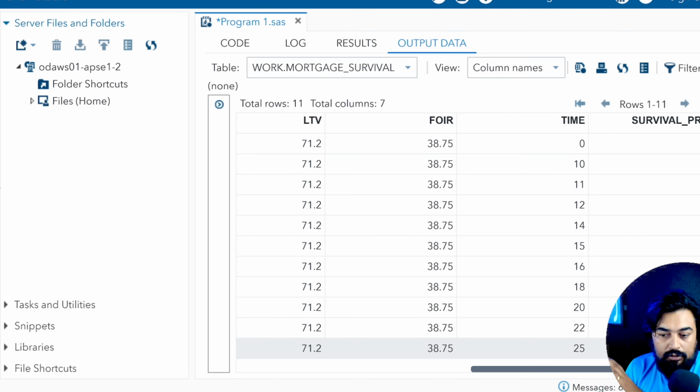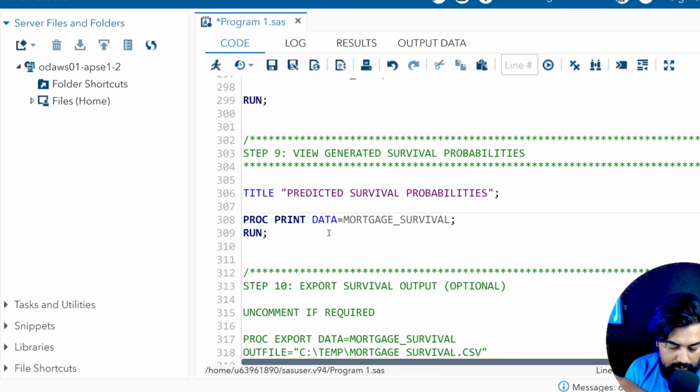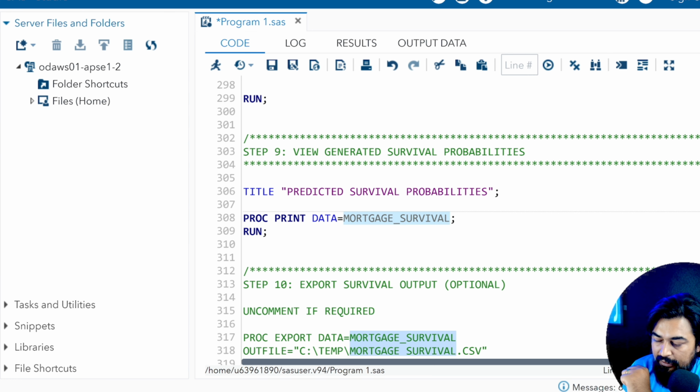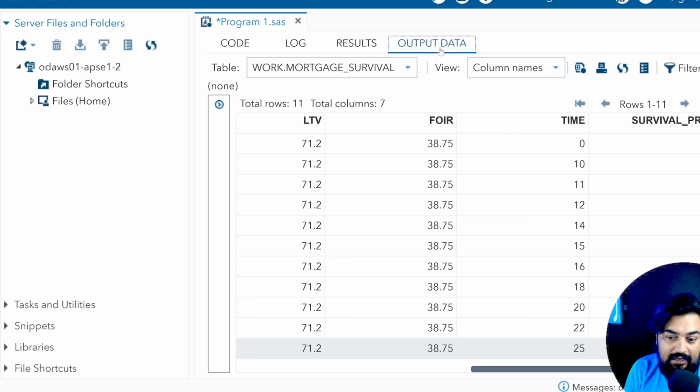And now I will just view the output because I have already run the whole code. As you can see, that particular step in the code, which is your proc print, has printed this, nothing else. After that, you can also export this data, but this simply displays the survival probability generated by the model, this particular hazard model, simple. So the final output at the end of this whole process: our input data set contains borrower information, but at the end, this mortgage survival data set is our output data set containing survival probability generated by the model. Now there is a huge connection between this and IFRS 9.